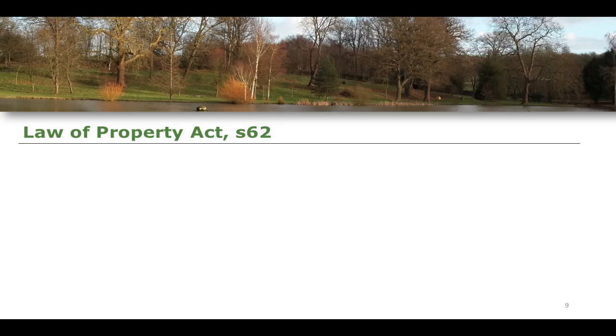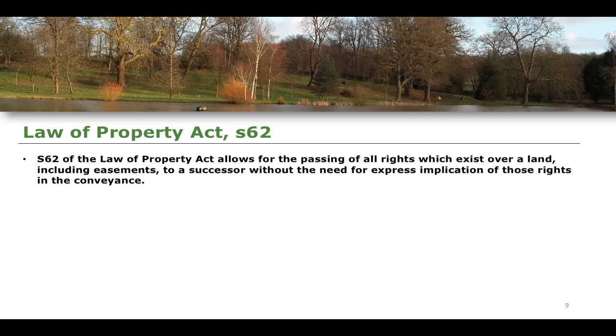Finally then, let's get to section 62 of the Law of Property Act, the final way in which we can imply an easement through the courts. Essentially what this does is allow for the passing of all rights which exist over a land, including the easements, to a successor without the need for this to be an expressed implication in a conveyance.